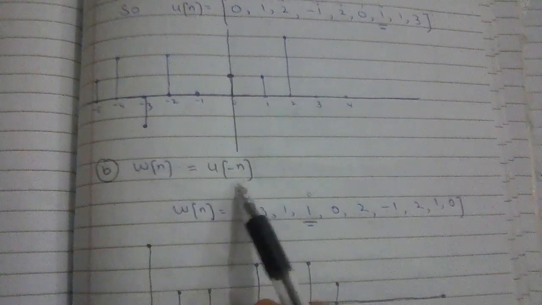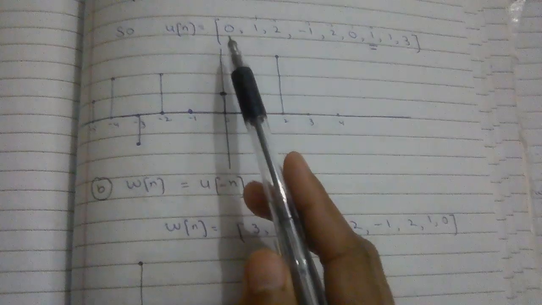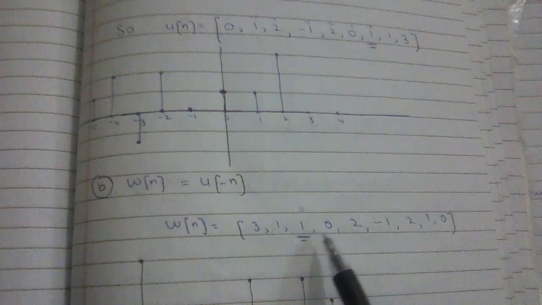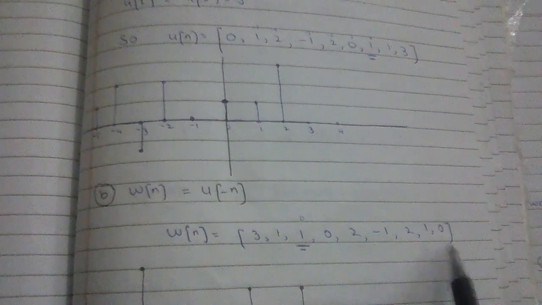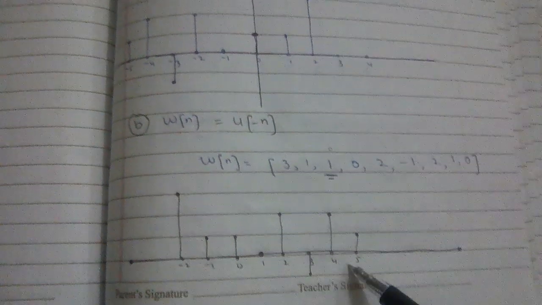Now the next step was the flipping of the system. W of n is equal to u of minus n, so these values will be shifted. First of all my system was 0 1 2 minus 1 2 0 1 1 3. Now my system will be 3 1 1 0 2 minus 1 2 1 and 0, and the index will be shifted from this point to this point, and the output signal will be like this.